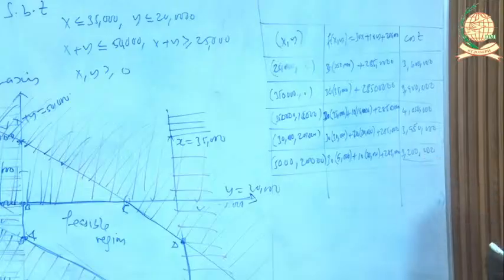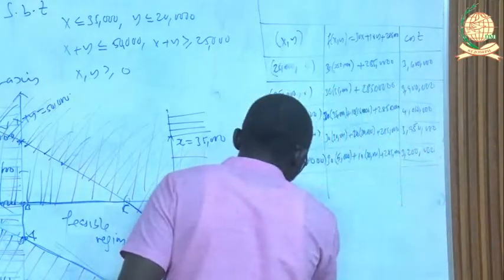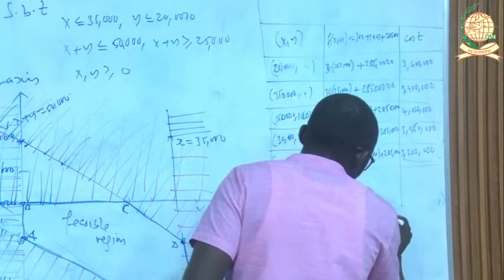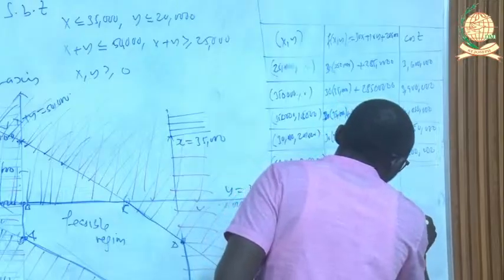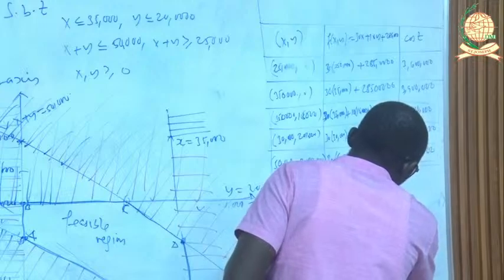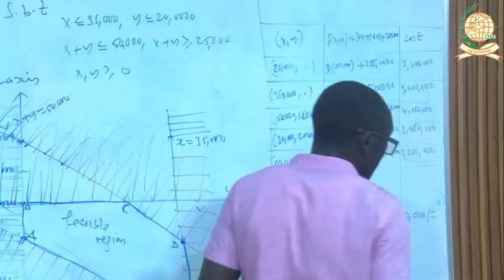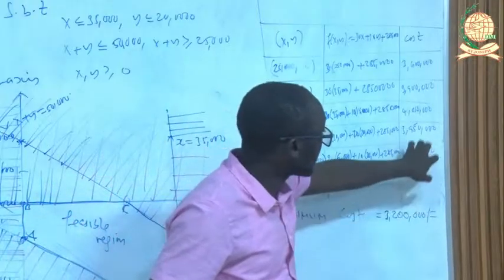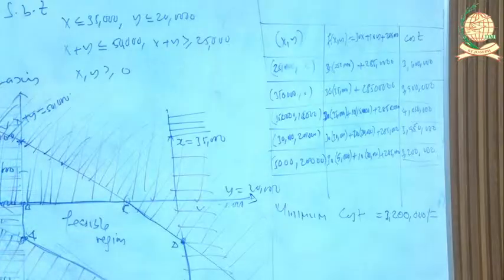This is our minimum cost, because this is the least value here. So you can go direct and say the minimum cost in this problem is 3,200,000 shillings, because I told you that is the function which expresses the cost. So this is the money. I have to write it in shillings when you are given the cost in shillings.